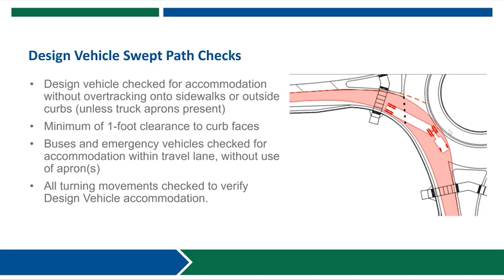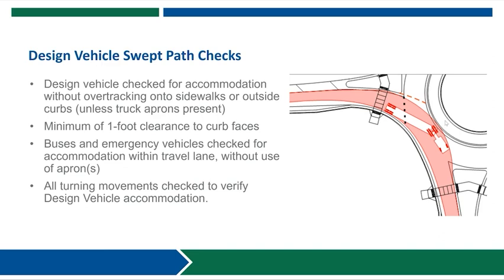However, as the starting point, we would typically assume that the cab of the vehicle would not drive up over the truck aprons. The cab of the vehicle would be assumed to stay within the travel lane as it navigates through, and just the trailer off tracking would utilize those apron areas.